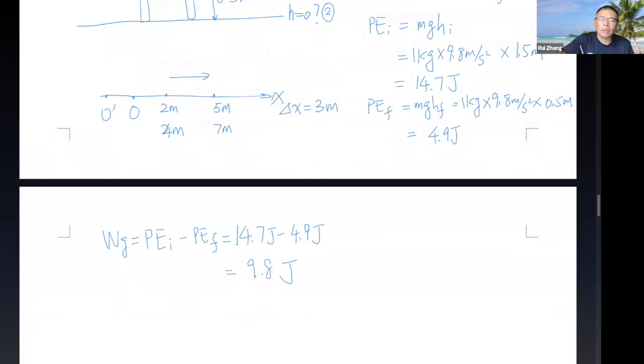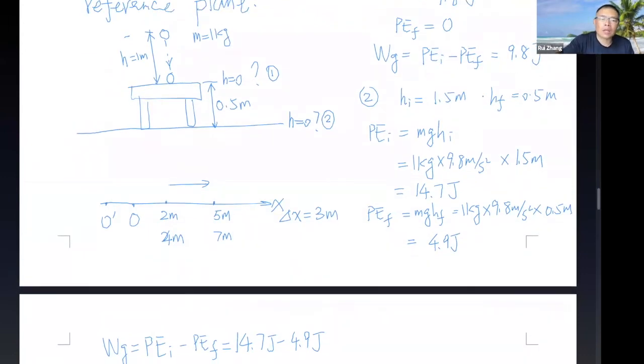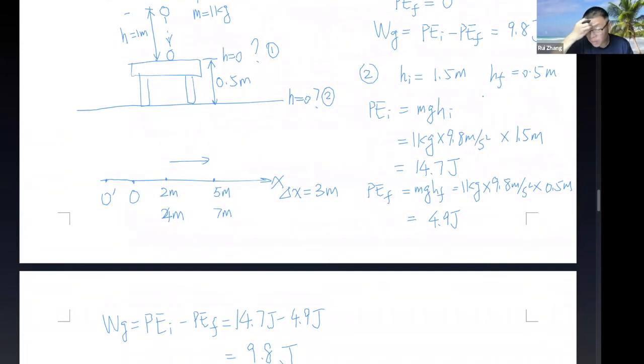So the difference of the potential energy, which gives you the work done by gravity, is the same. So you got the same work done by gravity, but the potential energy values themselves are different. Okay, that makes sense, you guys?